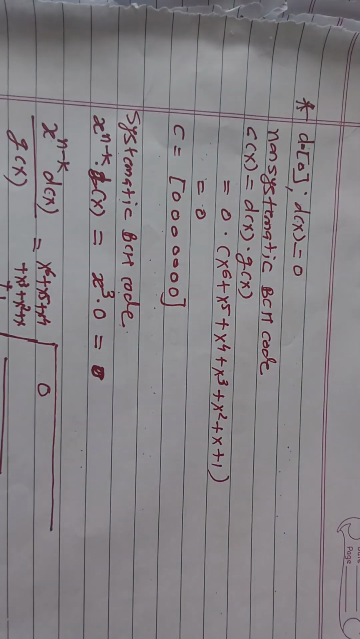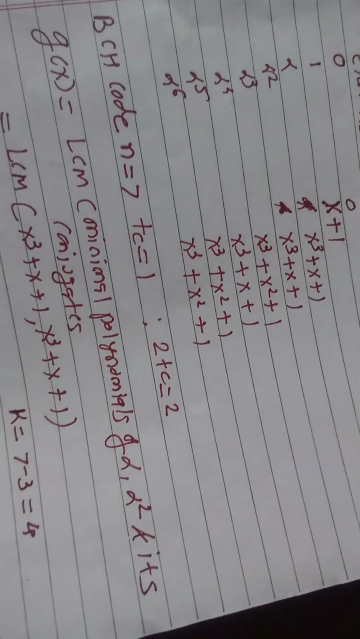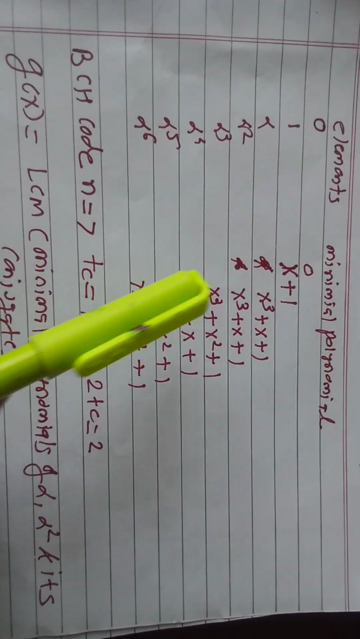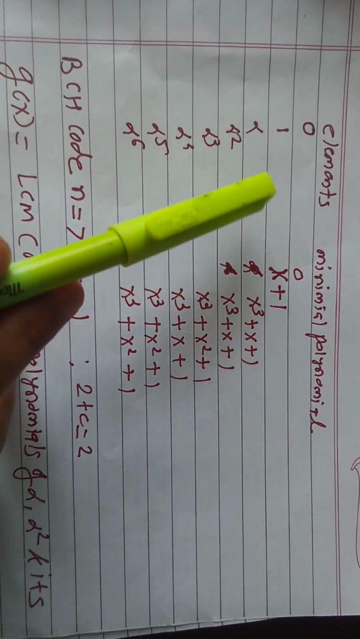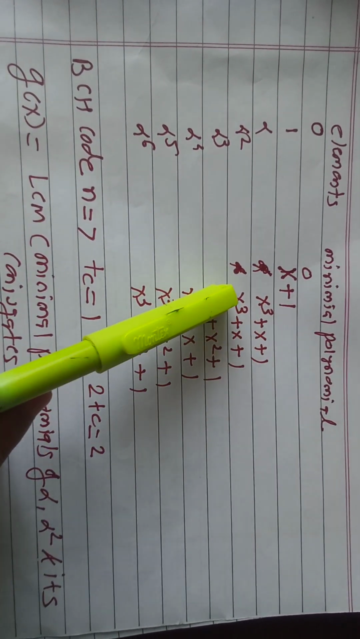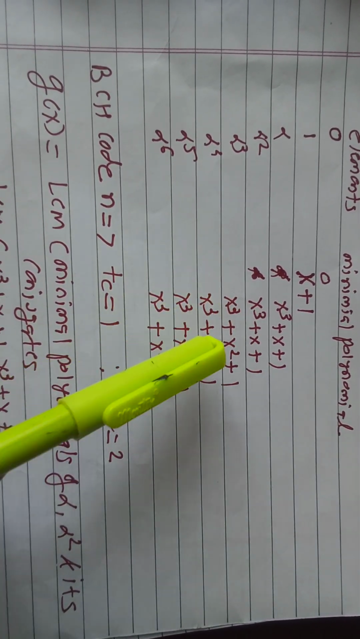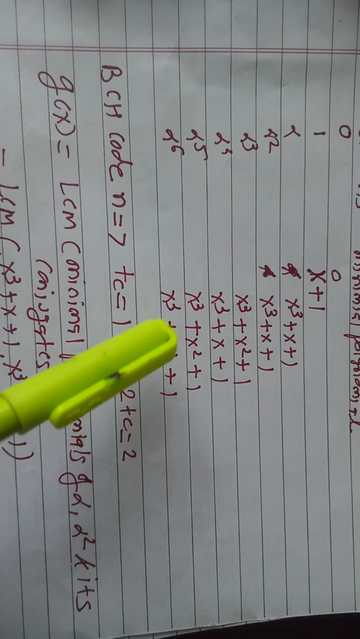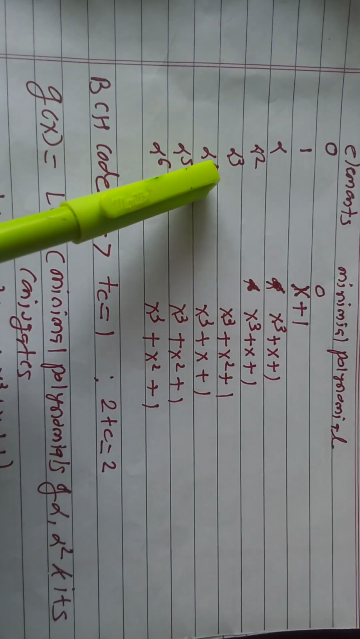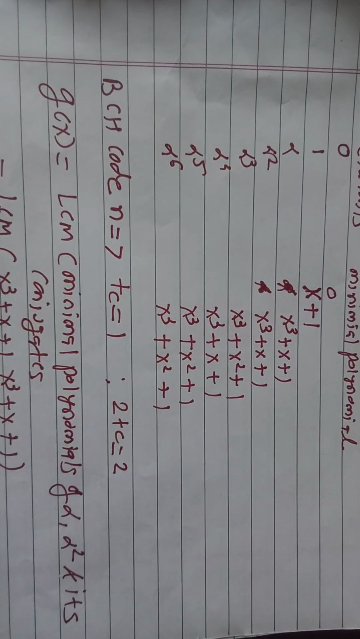Now you got the minimal polynomials. After that, you have to form the table like this. The elements are 0, 1, alpha, alpha square, alpha cube, alpha^4, alpha^5, alpha^6. Alpha, alpha square and alpha^4 have the same minimal polynomial, x cube plus x plus 1. Alpha cube, alpha^5 and alpha^6 have the same minimal polynomial, that is x cube plus x square plus 1.